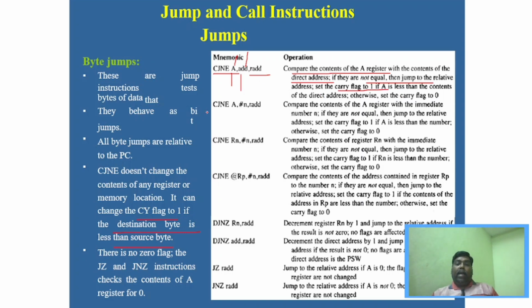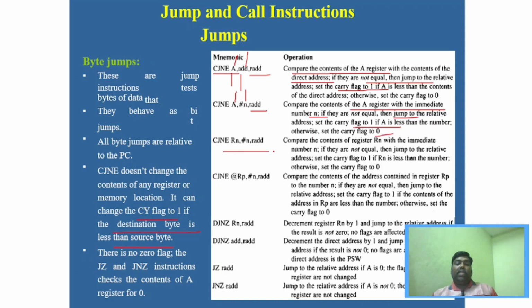Again, compare and jump if not equal. So we have to compare this and this number given. If they are not equal, we have to jump to this particular address, provided we have also set the carry flag. If A is lesser than the given number, then the carry flag will be set. You can see here the content of A, it will compare the content of A with the given number, and if it is not equal, it will jump and the carry flag will be set if A is less than the number, otherwise it will be 0.